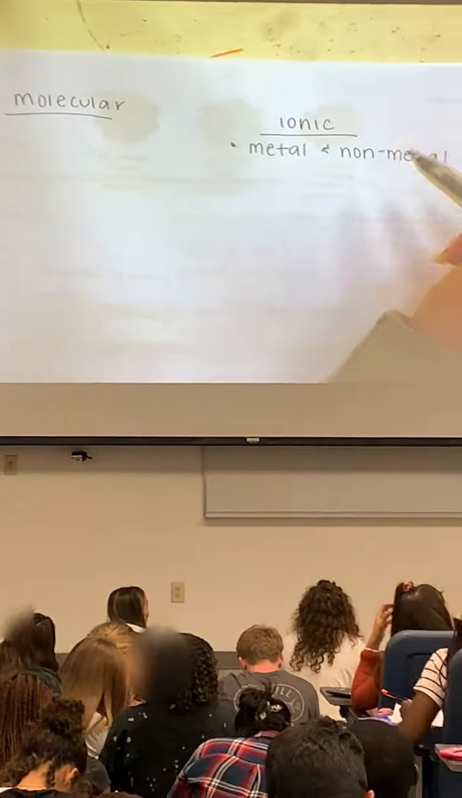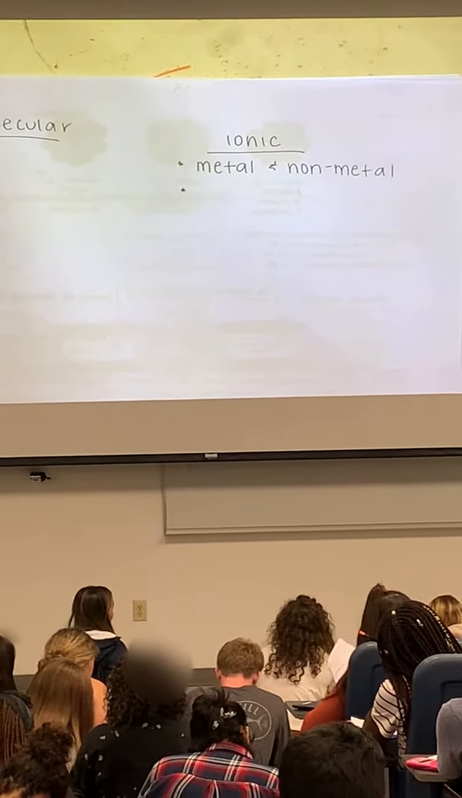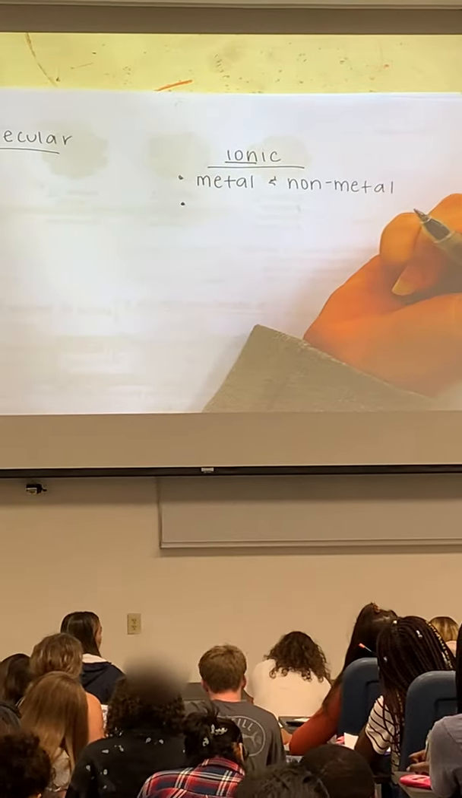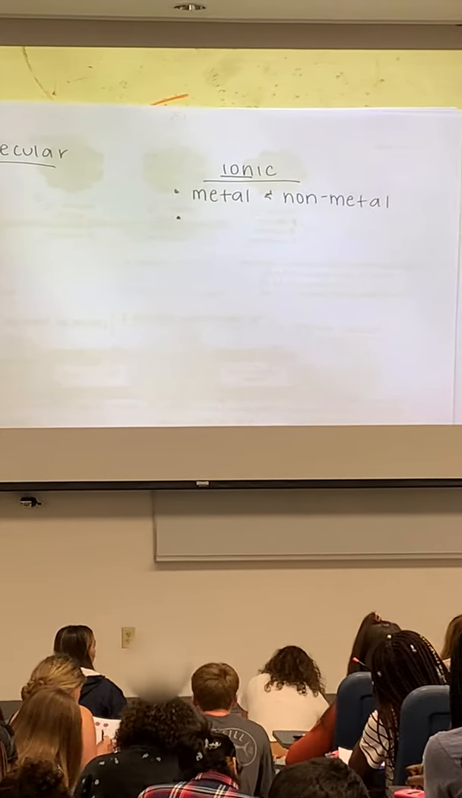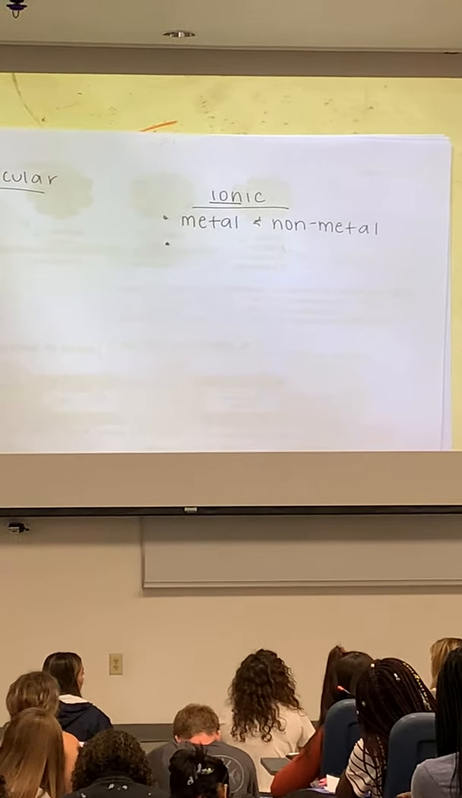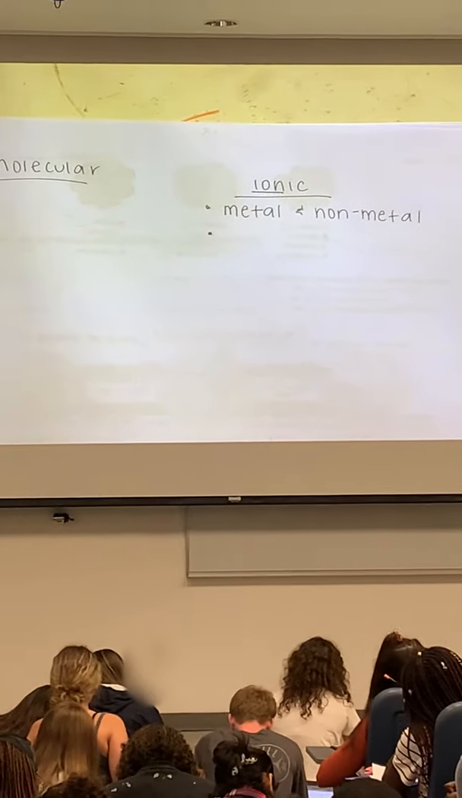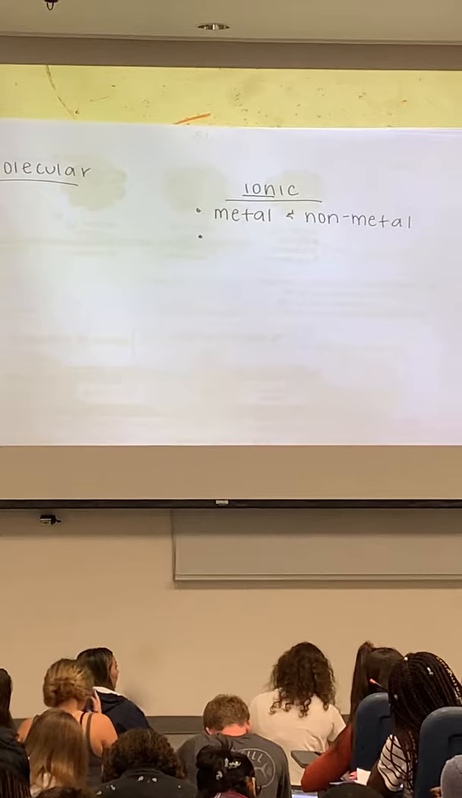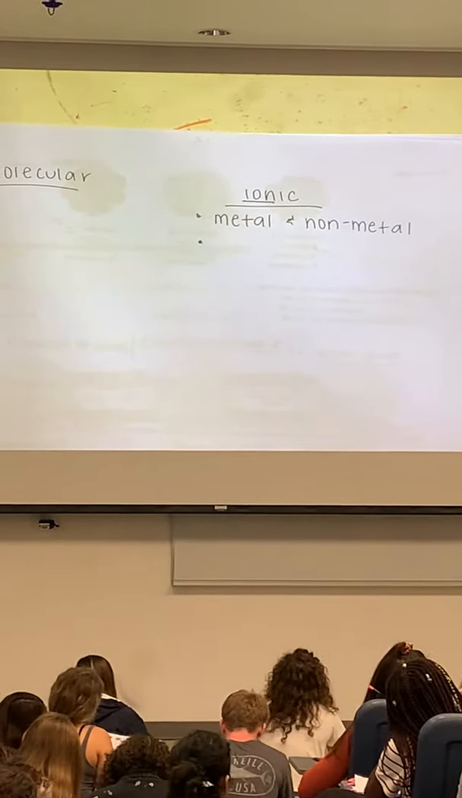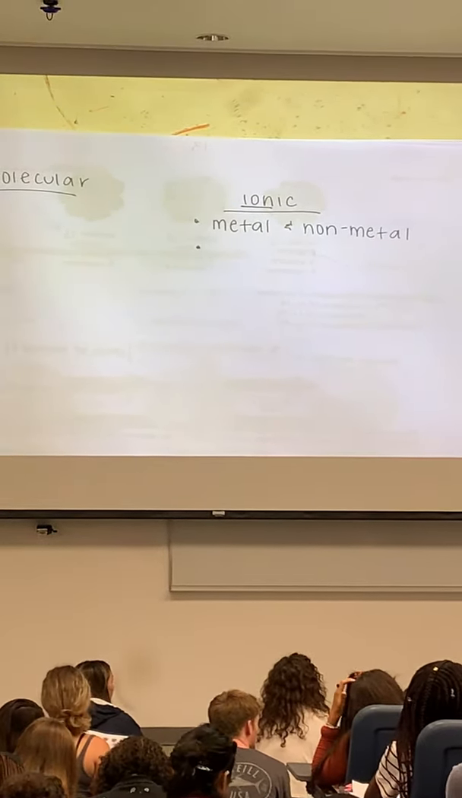You need a metal or a non-metal. What else do we need? We need charges. So ionic compounds are made up of ions. We've already said that ions are elements with the same number of protons but a different number of electrons. If we have a different number of electrons, what does that do to the charge of the atom? So if I donated electrons, I now have a positive charge. And then if I gained electrons, negative charge.